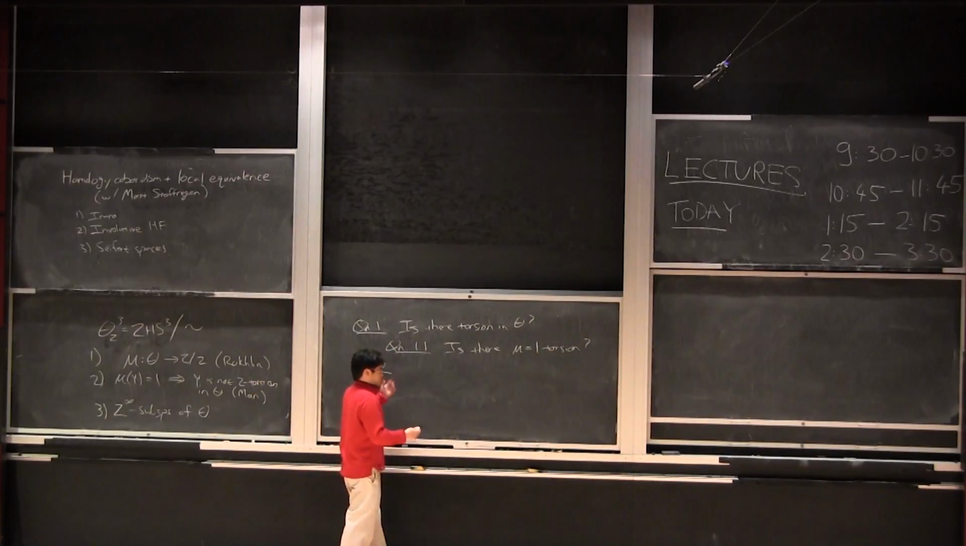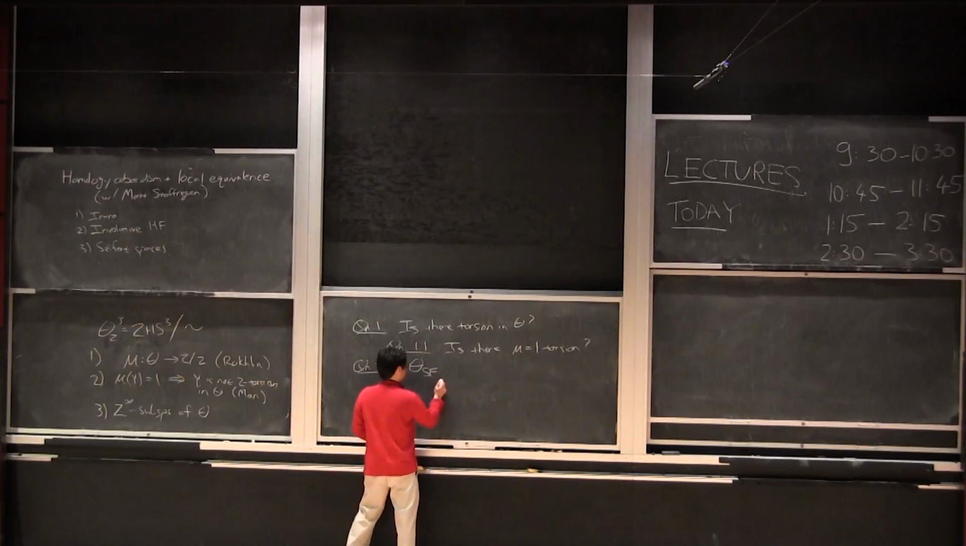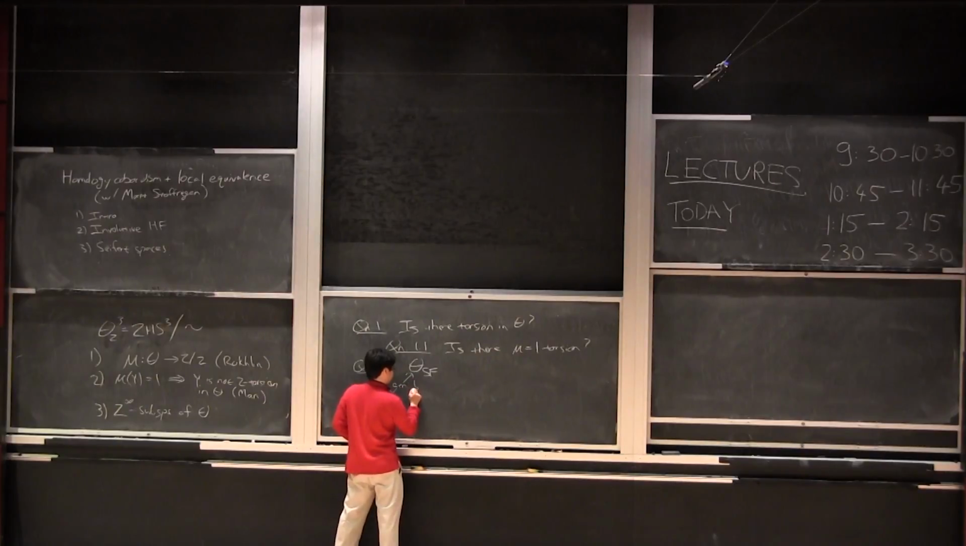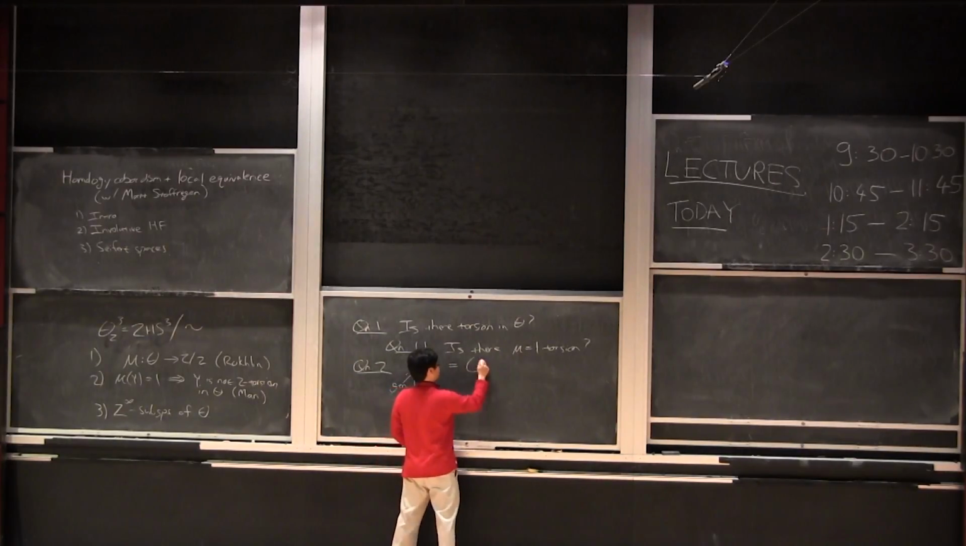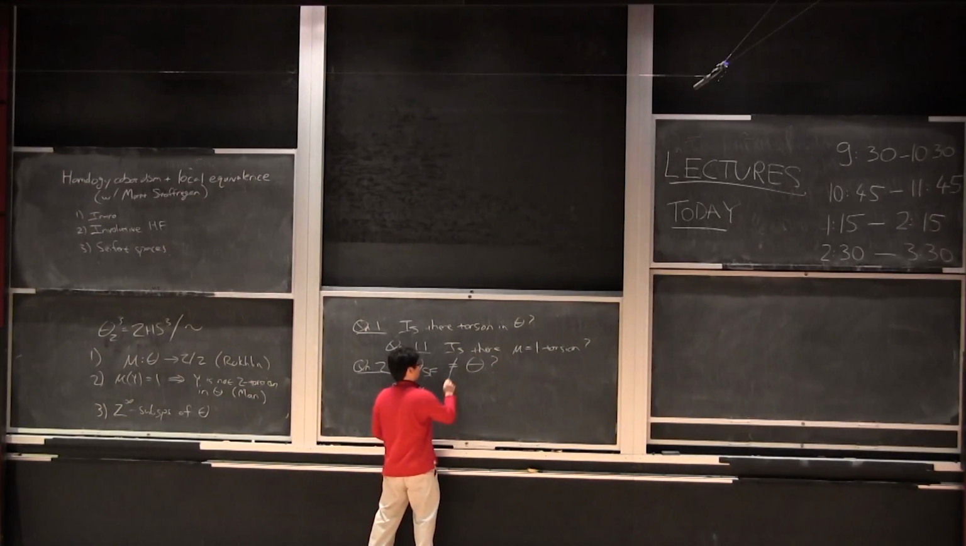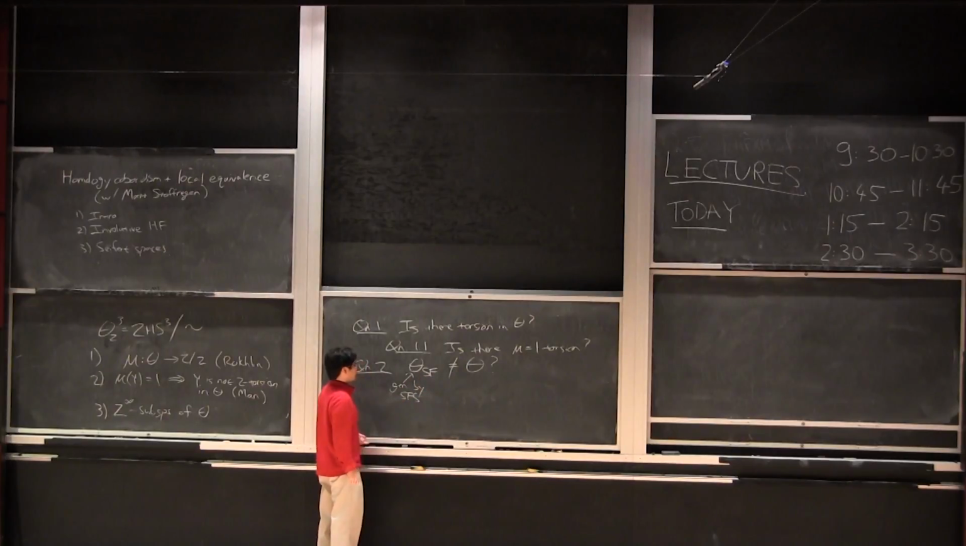The second question that I am fond of is: do Seifert fibered spaces, for example, generate the homology cobordism group? Let me write this as theta SF. This is the subgroup of theta generated by Seifert fibered spaces. And is this actually equal to all of theta? This is probably not true, so maybe I should put not equal.